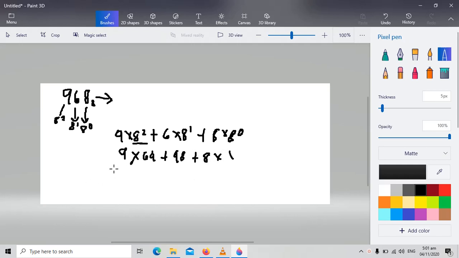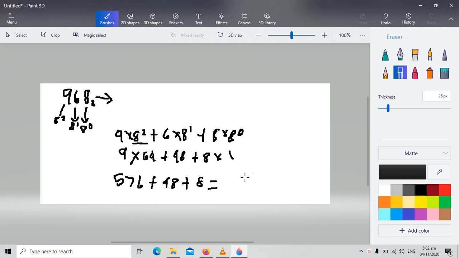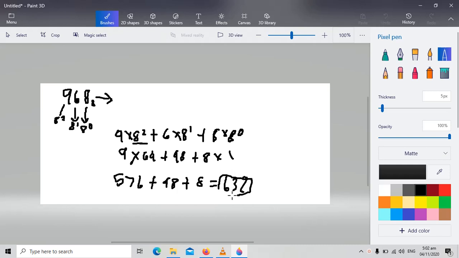Alright, now we have the solution right here. Now let's multiply these. 64 times 9 is 576, plus 48, plus 8, is equivalent to 632. So that's the decimal number of problem number 3. 632 with a base number of 10.